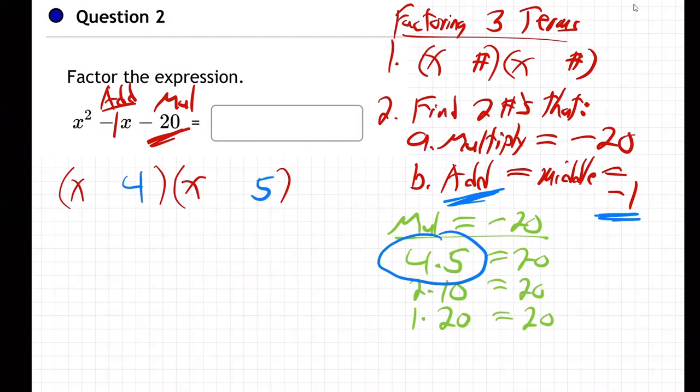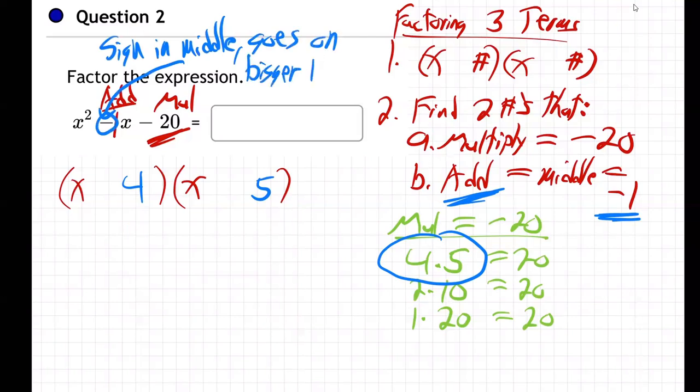Now, what signs do they need in order to add to be -1? Well, let me give you this rule. Let me write it up here. The sign in the middle, right there, the sign in the middle goes on the bigger number. So that would be 5. He gets the minus. Does that make sense?